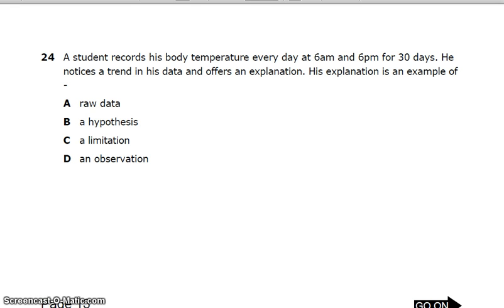Question 24. A student records his body temperature every day at 6 a.m. and 6 p.m. for 30 days. He notices a trend in this data and offers an explanation. His explanation is an example of raw data, a hypothesis, a limitation, an observation.